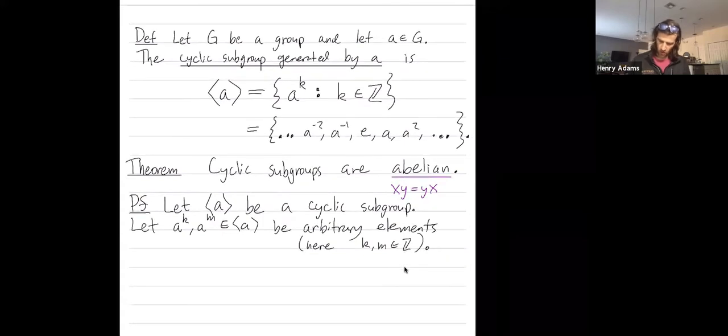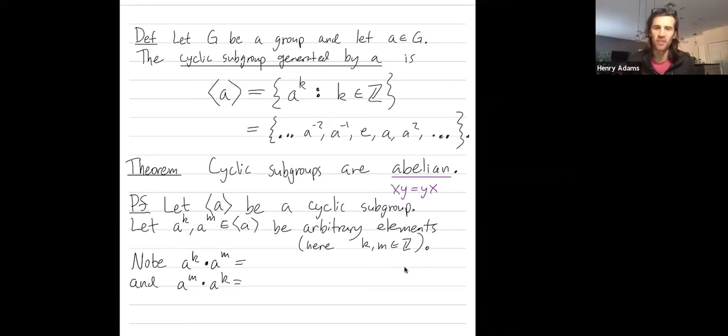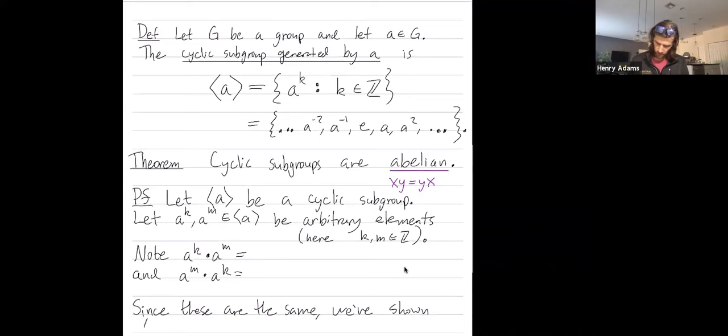What do we need to show? We need to show that when I multiply them in one order, I get the same thing as if I multiply them in the other order. Okay, so I'm going to multiply them in both orders and see what I get. And then I'll conclude by saying, since these are the same, we've shown that this arbitrary cyclic subgroup is abelian.